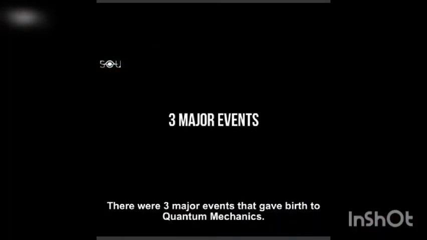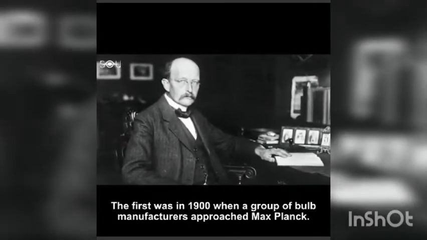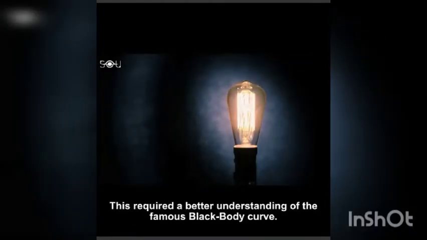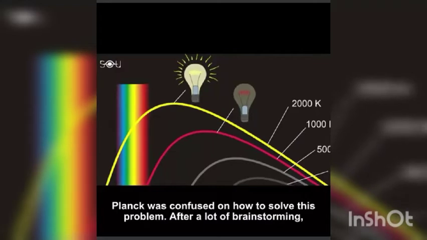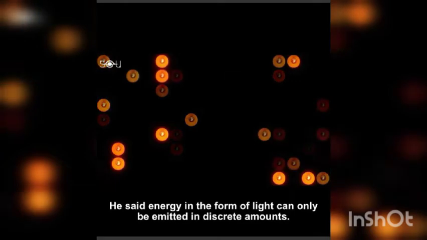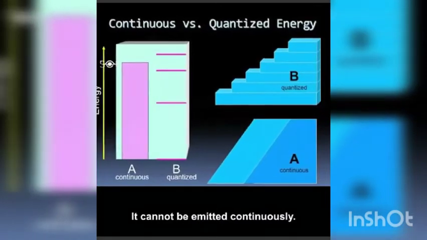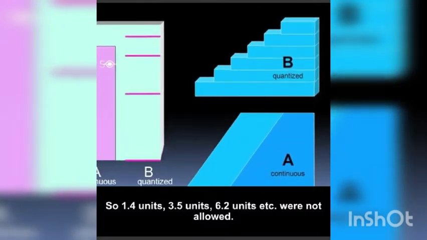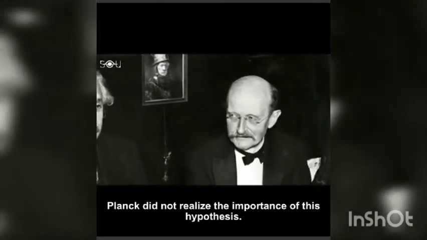There were three major events that gave birth to quantum mechanics. The first was in 1900 when a group of bulb manufacturers approached Max Planck. They wanted to make their bulbs more efficient. This required a better understanding of the famous black-body curve. Planck was confused on how to solve this problem. After a lot of brainstorming, he came up with an assumption. He said, energy in the form of light can only be emitted in discrete amounts. It cannot be emitted continuously. So, 1.4 units, 3.5 units, 6.2 units, etc. were not allowed. Planck did not realize the importance of this hypothesis.